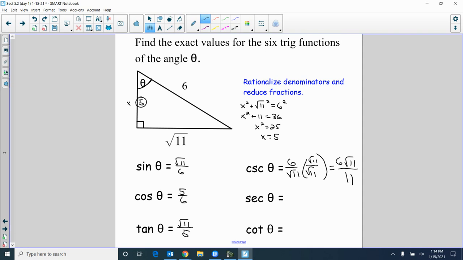All right, secant of theta, Ty, what's that going to be? 6 over 5. All right, good. And Madison, what's cotangent going to be? 5 radical 11 over 11. Okay, when we are done, 5 radical 11 over 11.